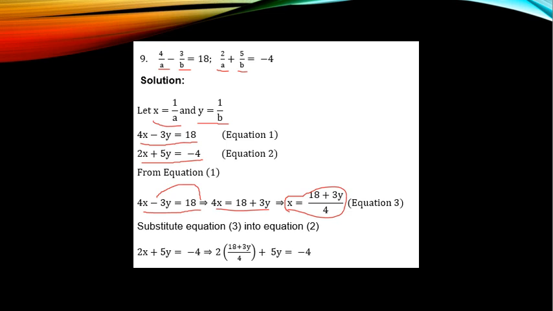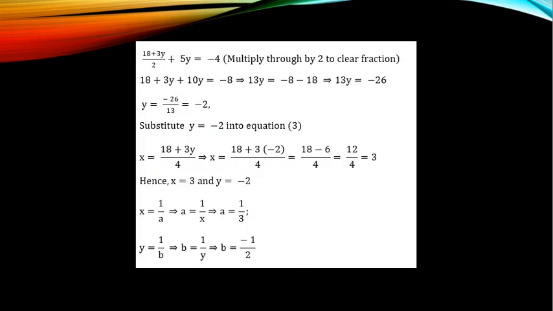So you recall equation 2, that is 2s plus 5y equals minus 4. Where you see s, you replace it with 18 plus 3y over 4. That is what you have here, then plus 5y equals minus 4. The way it is, the 2 and the 4 can be divided by 2, so you are left with 2 as the denominator. So let's proceed.